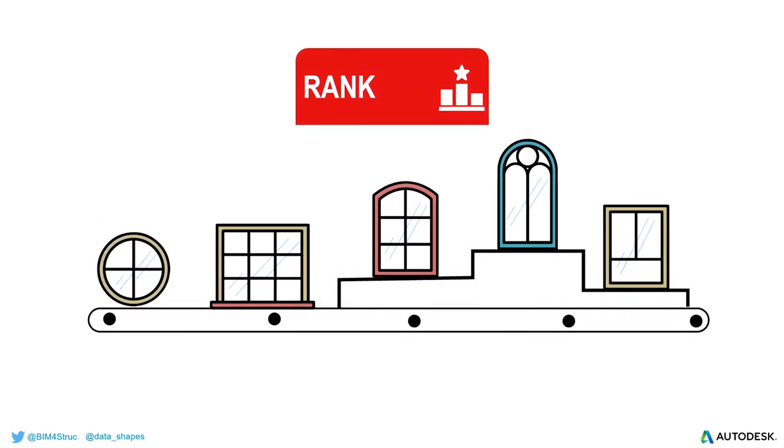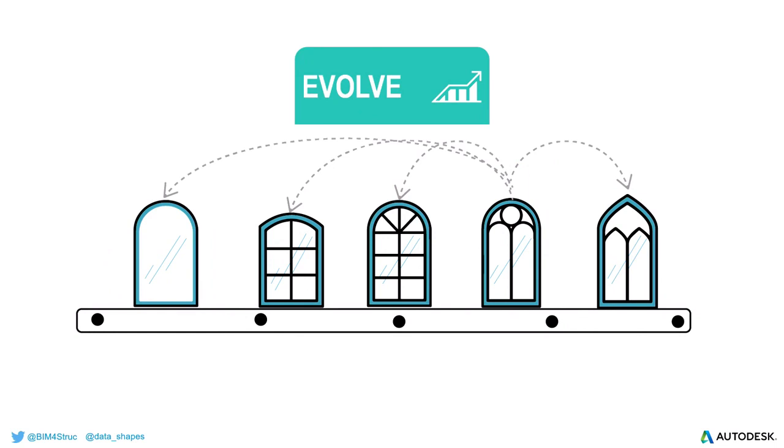Ranking is where you select the right element. You say, oh, okay, if I evaluate this type of window, I get the best view outside and I get the best daylight internally. Okay, that's what ranking is doing. And evolving is where the ranking system is used to find better results. So it's evolving the parameters in such a way that the analysis results are converging into that optimal one.